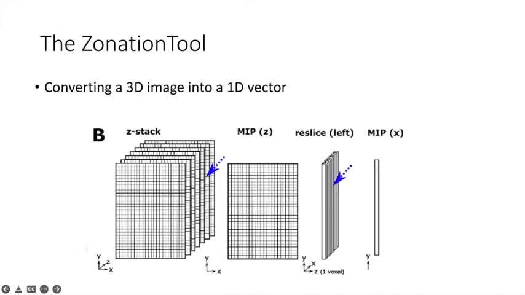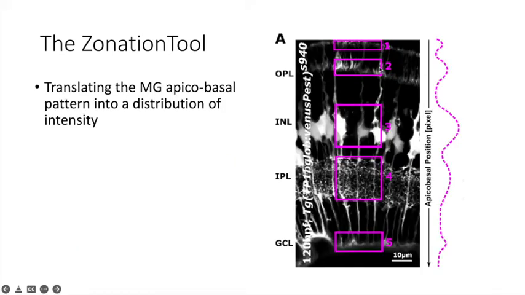By collecting the maximum intensity projections along the x-axis of this representation, we can produce a one-dimensional vector consisting of only the y-axis. The result of this process will be the conversion of a 3D image into an apical basal intensity vector.